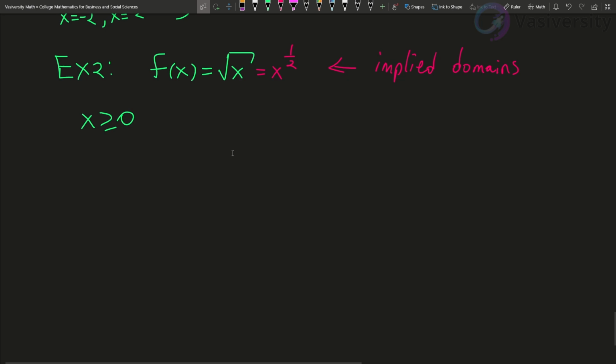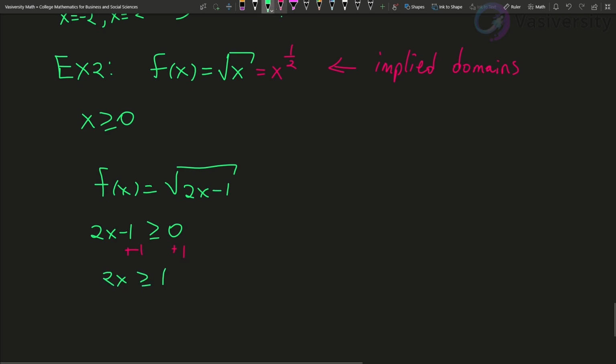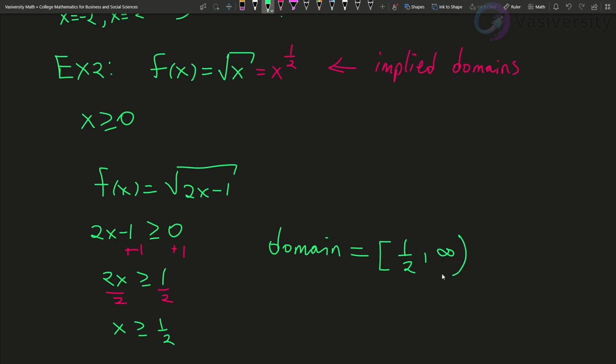So if we had something like f of x is equal to square root of 2x minus 1, we would have to say, well, 2x minus 1 must be greater or equal to 0, and that's our previous lesson of inequality, so we can add 1 to both sides. We're going to have 2x is greater or equal to 1. Then we divide by 2 on both sides. So we have x greater or equal to 1/2, and that would be our domain. The domain would be 1/2 included, and then positive infinity. We would not break up the interval because everything before 1/2 is not a part of our domain.